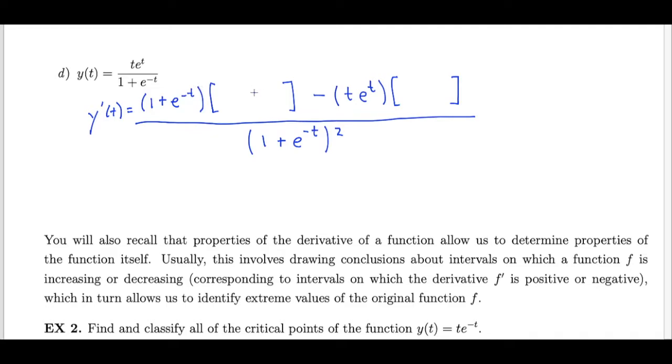The derivative of my numerator is going to be a little complicated here because I do have a product. So I need to apply that product rule. When I do, I get t e to the t plus e to the t.